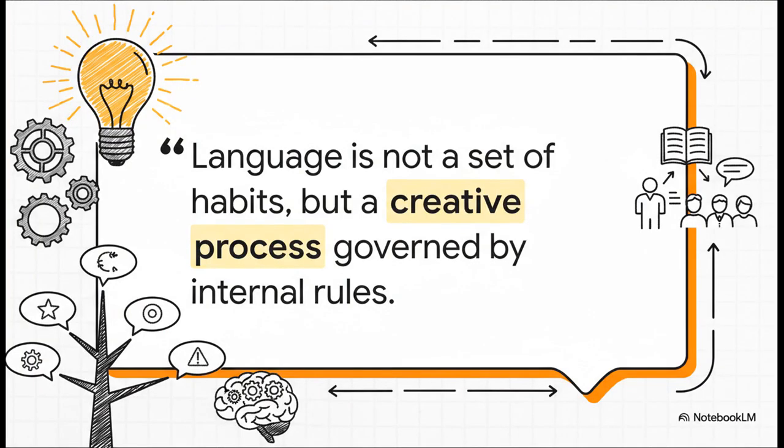Chomsky's argument was so powerful because it was so simple. He said, look, we can all create and understand sentences we've never ever heard before. Think about it. That would be completely impossible if language was just a bunch of memorized habits. So his conclusion was a bombshell. We must have some kind of built-in internal grammar, a set of rules that lets us be infinitely creative. Language isn't just copying, it's creating.